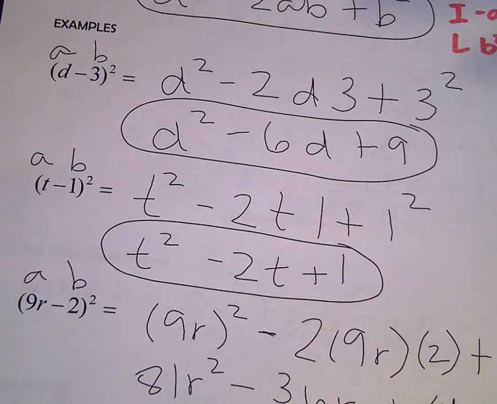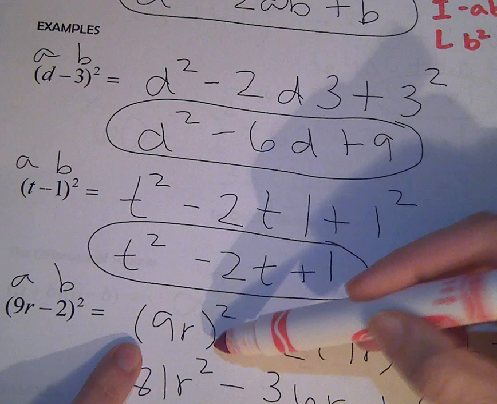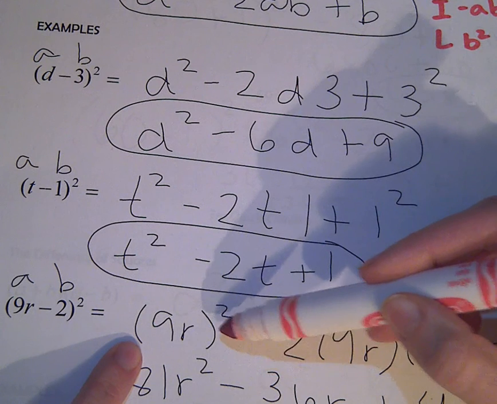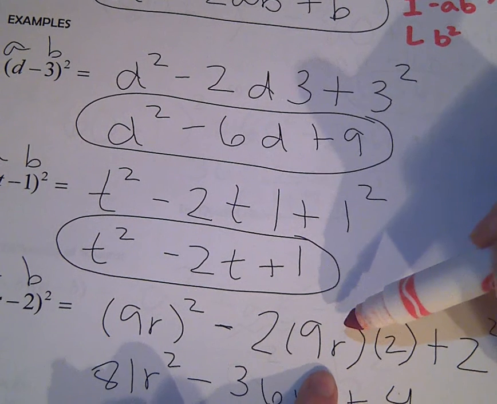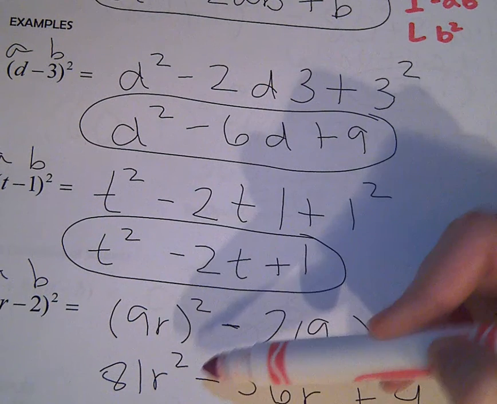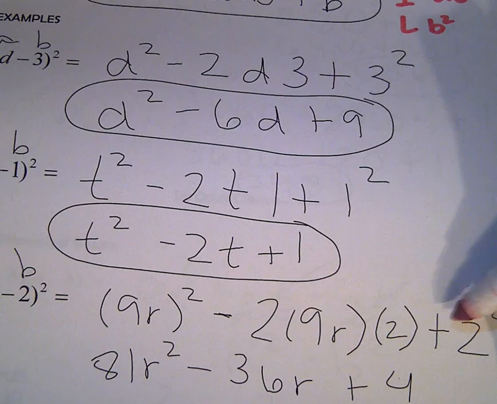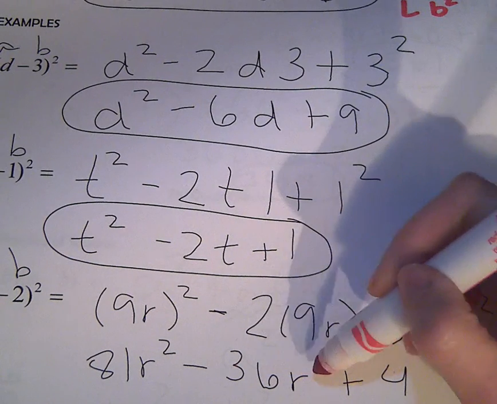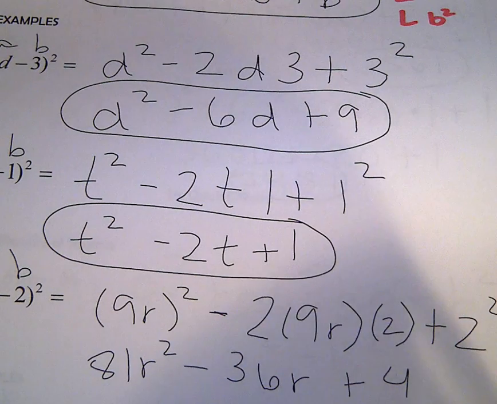And again, here's one of those other ones where I have 9r minus 2 quantity squared. See how I put the 9r in parentheses? So 9r quantity squared minus 2 times my a, which is 9r, my b, which is 2, plus my b squared. 9r squared is 81r squared. Negative 2 times 9r times positive 2 is negative 36r, and 2 squared is 4. So there's my answer.